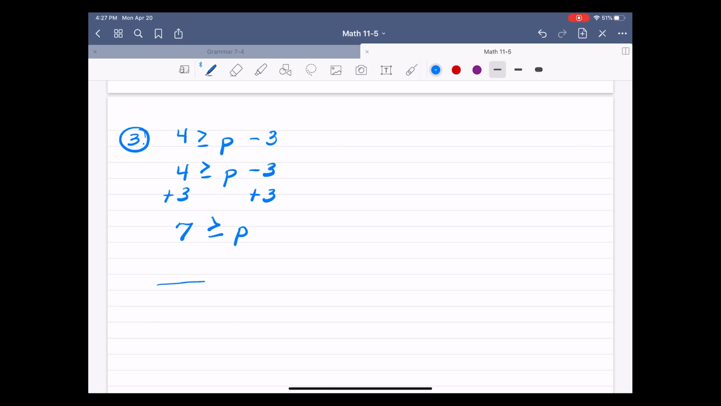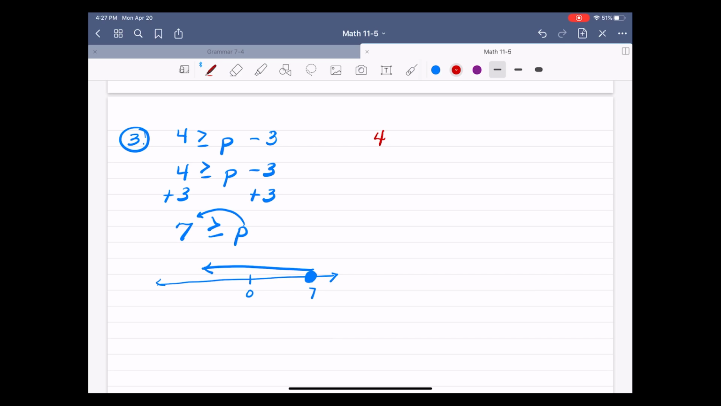So when we graph it, here's my little number line. This is 0, and all the way out here is 7. We know that p, I maybe said it wrong earlier, is less than or equal to 7. 7 is greater than or equal to p. So p could be 7, or it could be anything less than 7.